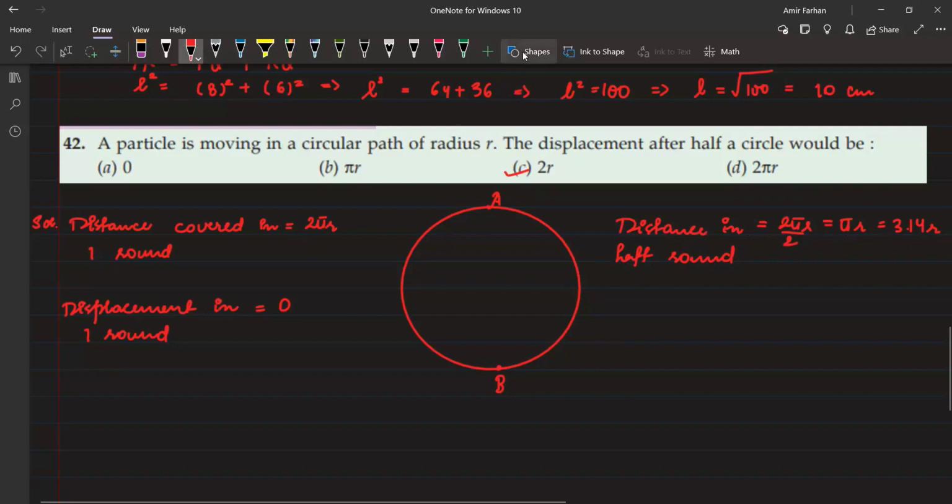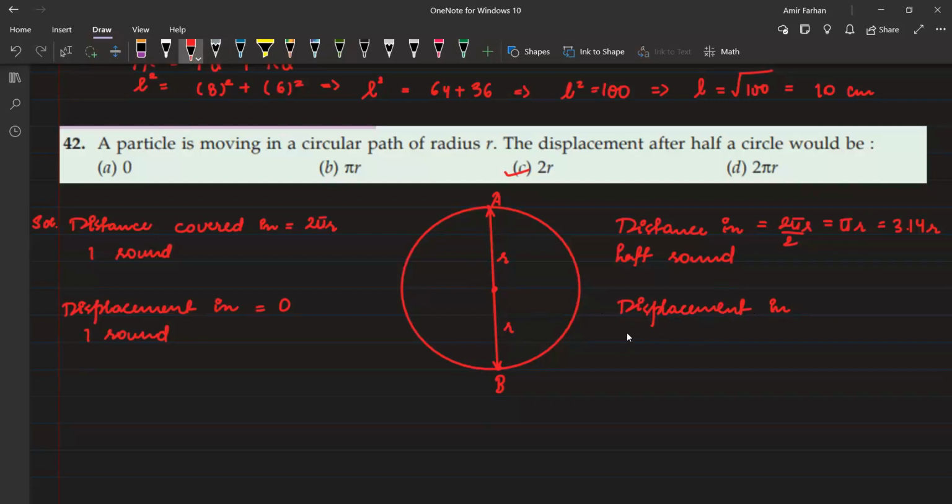Now, Ayaan, I have another path that is present between A and B point. You can see these 2 points are diametrically opposite to each other, yes or no? So if this is r and this is also r, it is 2r. So this will be the displacement. Which one is greater, 3.14 or 2? 3.14.